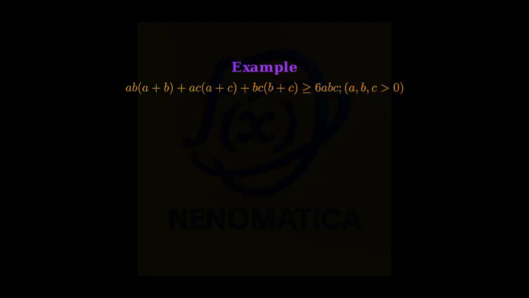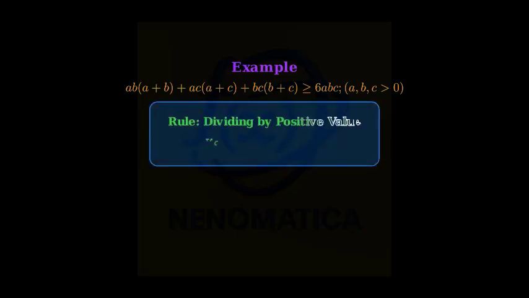Let's start with our example. We need to prove the following inequality. a times b times the quantity a plus b, plus a times c times the quantity a plus c, plus b times c times the quantity b plus c, is greater than or equal to 6 times a times b times c, where a, b, and c are all positive real numbers. Let's solve this step by step.